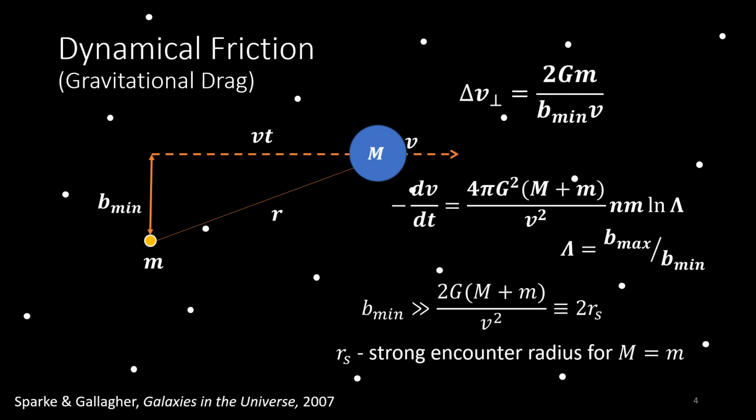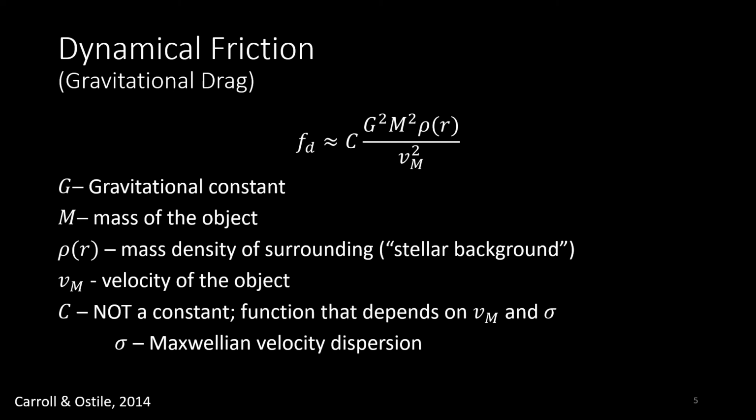And here is the condition of close approach when the trajectory barely changes. It is a strong encounter when the masses are comparable. For the force, we have this approximation.